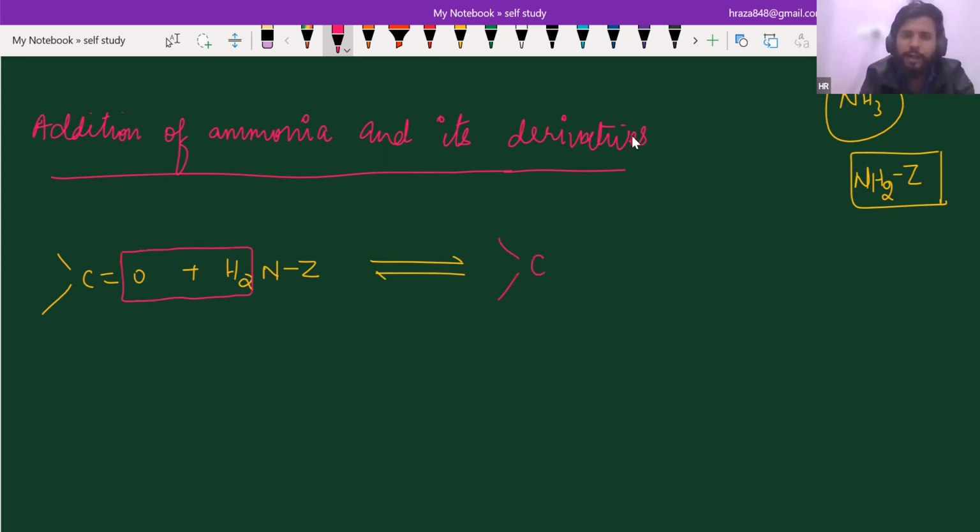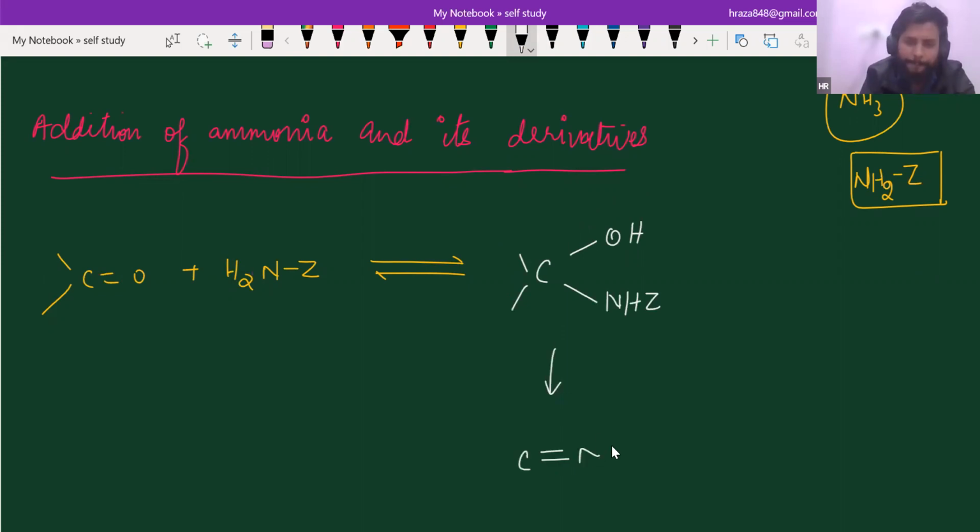C, and this bond was free, and then there will be a single bond with OH, and a single bond with the terminal. Just don't remove it at this place. First, I'm going to write the reactant. There will be OH, and then NHZ. And then again, there will be removal of water, C=N-Z. First write it, then I'll explain how this reaction takes place.